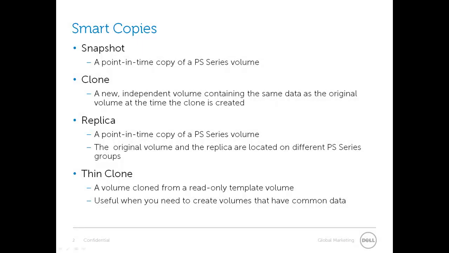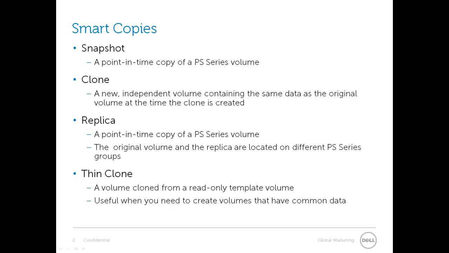Smart copies can be of multiple types. You can have a snapshot smart copy, which is essentially a point-in-time copy of a PS series volume. You can have a clone smart copy, which is a new independent volume containing the same data as the original volume at the time the clone was created.